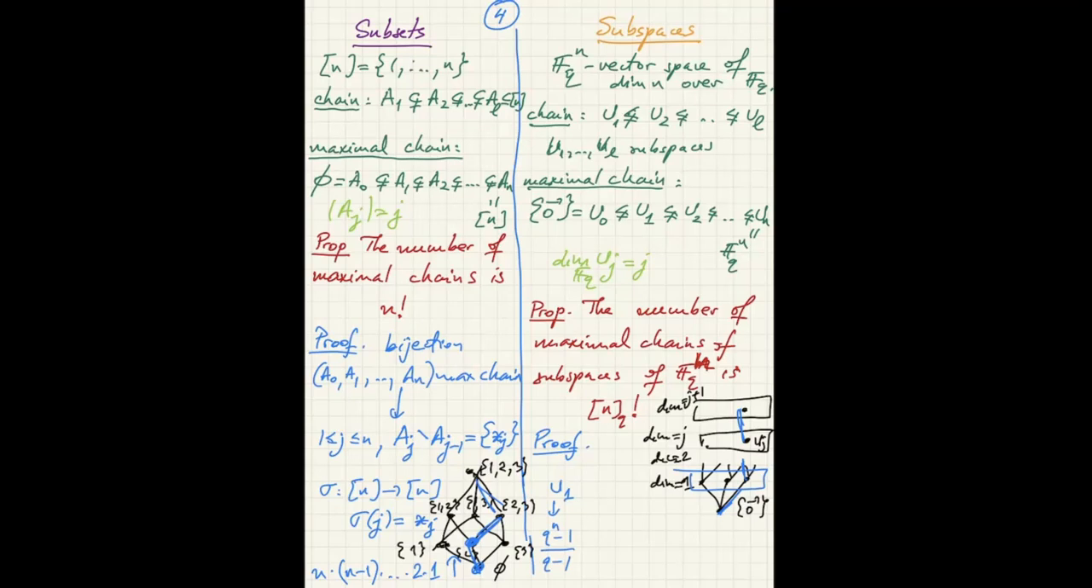So this is kind of similar to the n that we had in the case of a set. Now, let's say we reach the level Uj and we're trying to pick Uj plus 1.